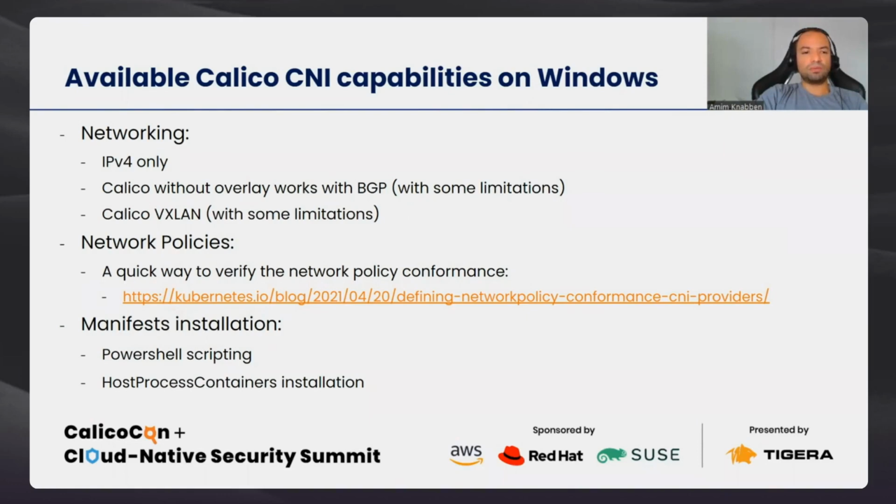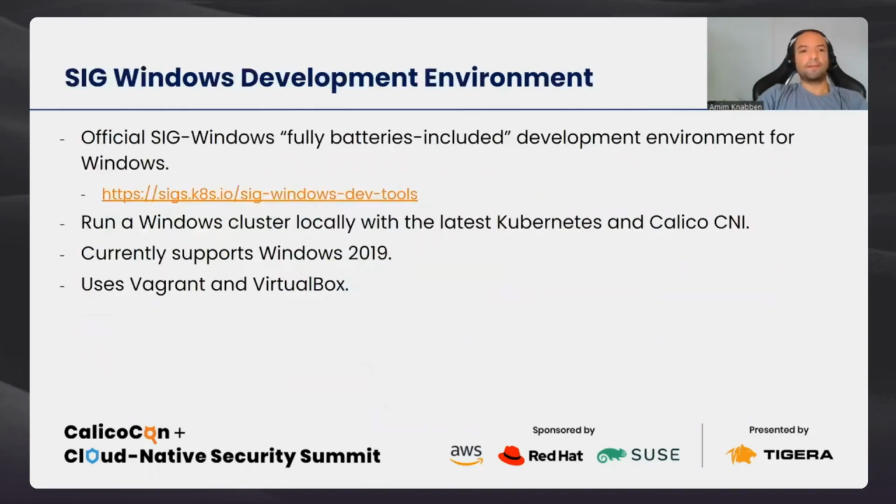To finish up, we have the manifests installation. You can install Calico on Windows in two ways. The first one is the PowerShell script, so you can run a PowerShell script to install Calico. And the next one is a HostProcess container installation, which is easier to install and more straightforward.